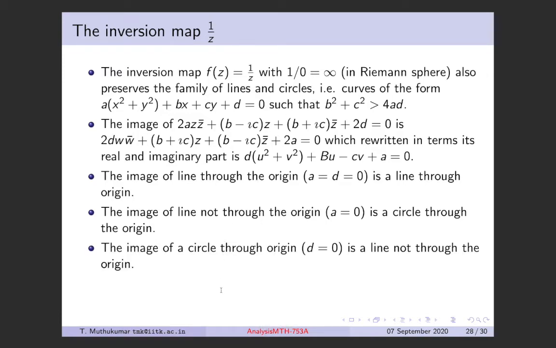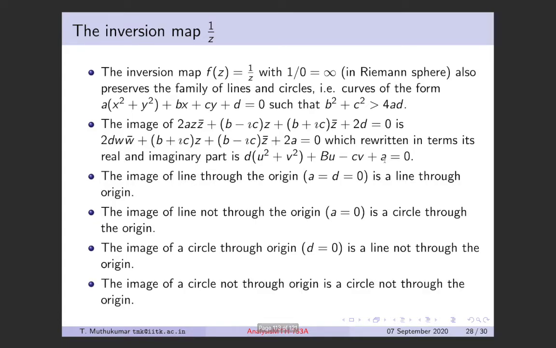Similarly, the image of a circle through the origin, meaning d is 0, gets mapped to a line not through the origin. Similarly, the image of a circle not through the origin is a circle not through the origin. So a line not through the origin maps to a line not through the origin, a circle not through the origin maps to a circle not through the origin, and the other cases. This is a property of this inversion map: it preserves the family of lines and circles.